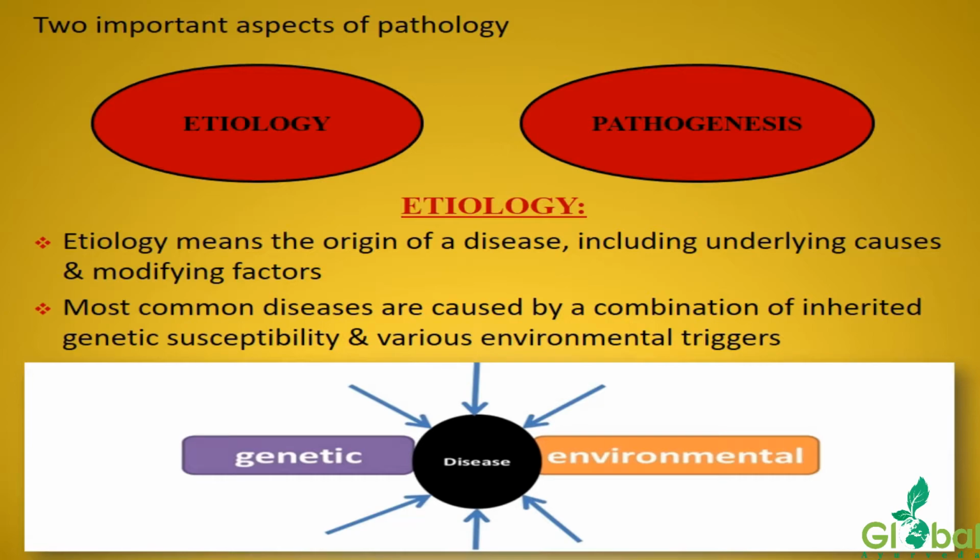Most common diseases are caused by a combination of inherited genetic susceptibility and various environmental triggers. So the causes will be genetic also. Along with that, some environmental triggers also will be there. So environmental triggers we can consider as modifying factors. In a person there will be a genetic susceptibility condition, which means already in the body of a patient there will be a chance of occurrence of a particular disease because he or she has inherited it from his or her ancestors.